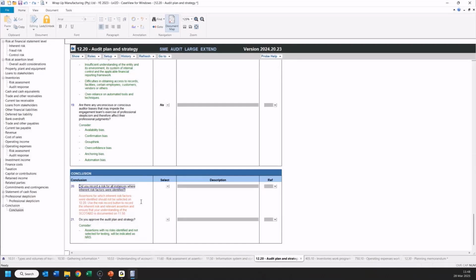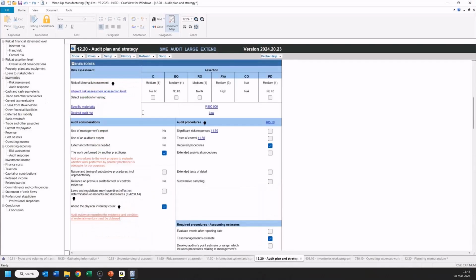So this is saying, don't just quickly activate the work program steps by selecting an assertion. If you've got a risk, record a risk so that you also have your system description. What is it talking about? It's basically saying, let's just use inventories again. If you identify an inherent risk factor for, let's say, completeness, don't just click here, selected assertion. Yes, you're going to have procedures in your work program, but it's not the right way to document your assessment of the risk.